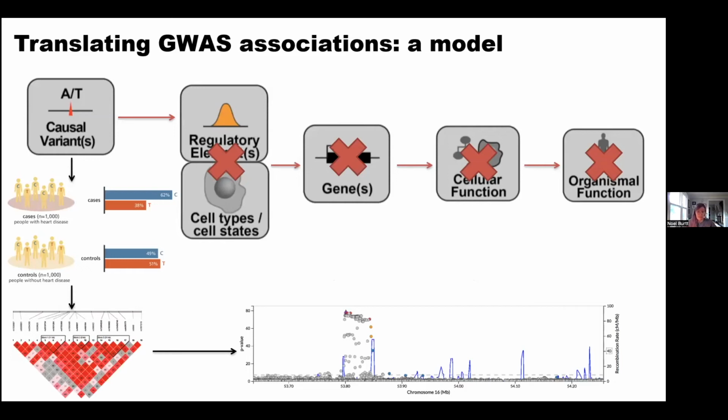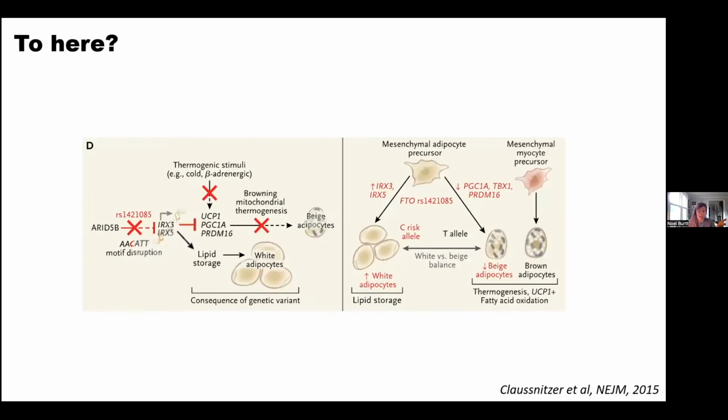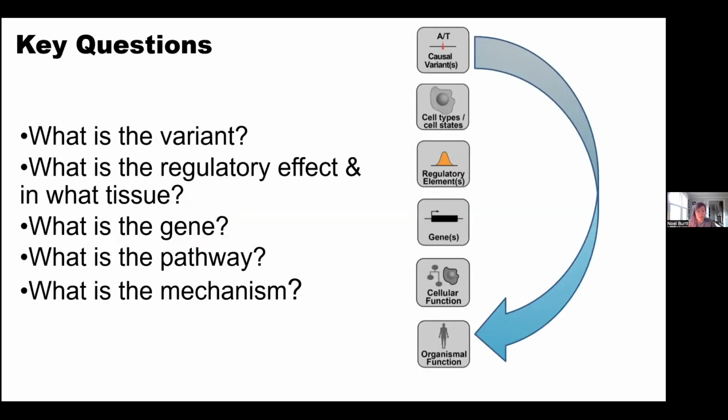So the idea being, for many of these studies that are now mature and have identified all those regions I told you about in the earlier slides, it assumes you get a region. Well, the challenge is, how do you go from here to a mechanistic approach? This is a nice example from Lena Klesnitz et al., who determined a mechanism at the FTO locus, which is associated with obesity. So here, there are many key questions you must ask, right? What is the variant? What is the regulatory effect? In what tissue? What gene? Mechanism, pathway? It's complicated, right?